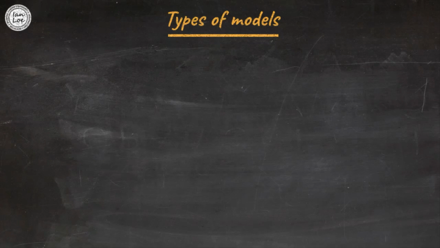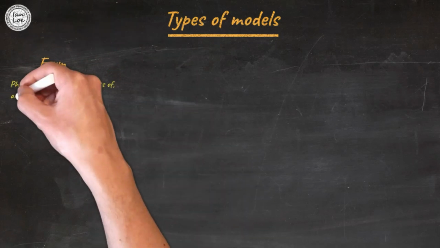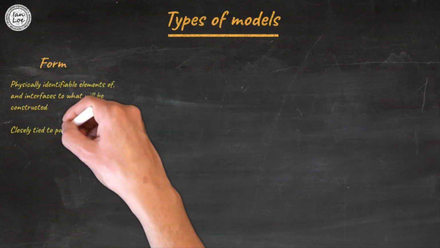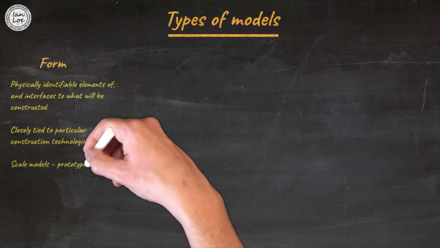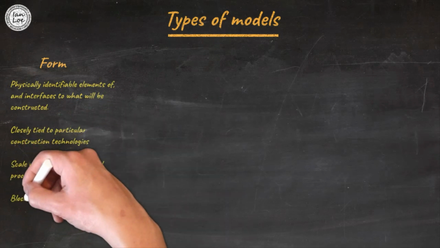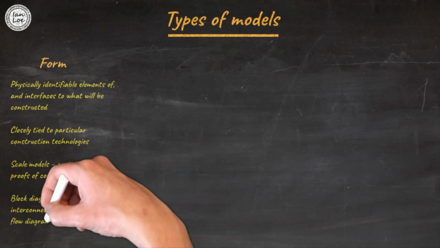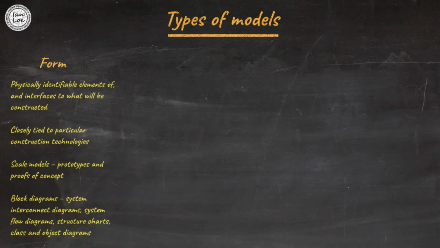The first is models of form. These are physically identifiable elements of, and interfaces to what will be constructed. They are closely tied to particular construction technologies. Scale models can be used to build prototypes and proofs of concept. And block diagrams are used to show system interconnect diagrams, system flow diagrams, structure charts, class and object diagrams.